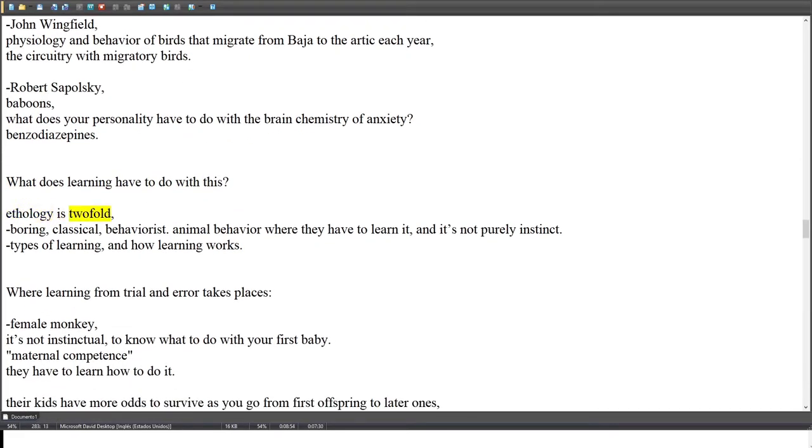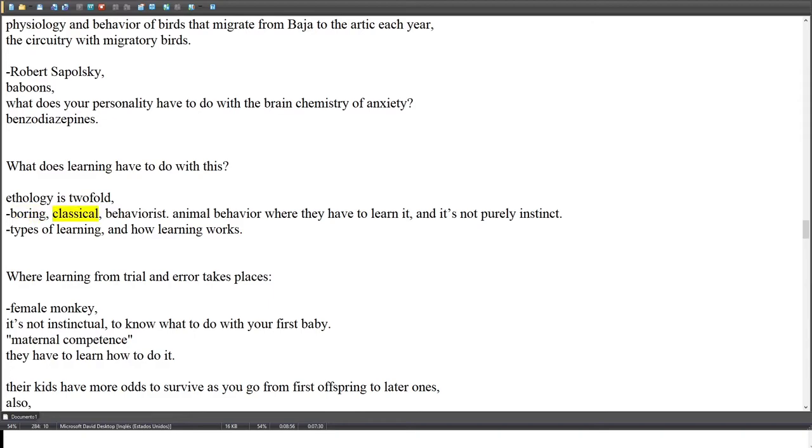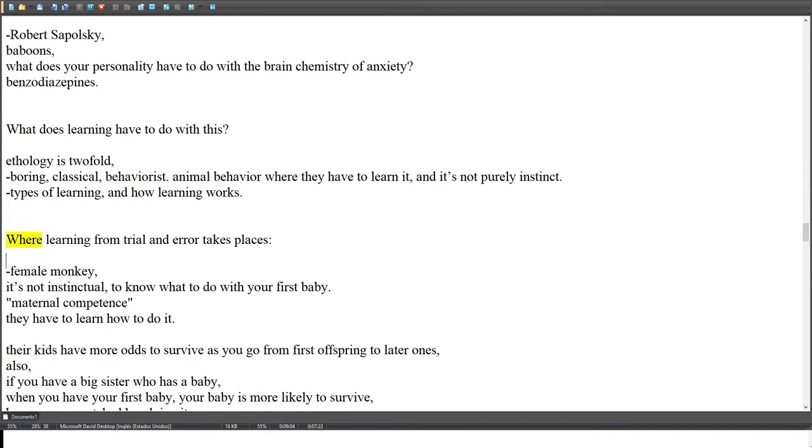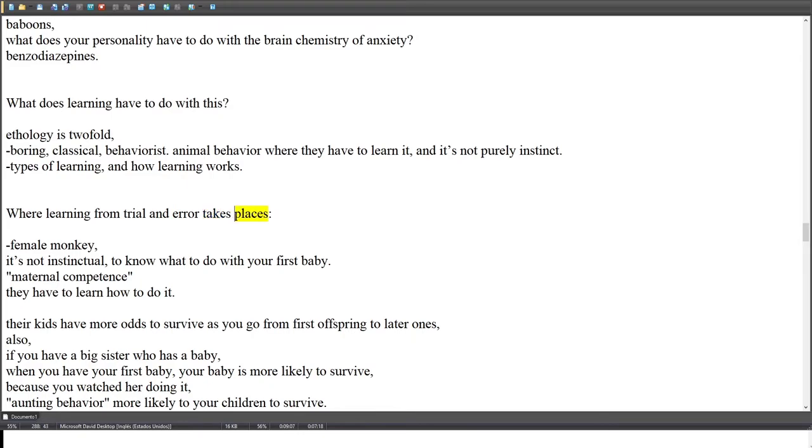Ethology is twofold. Boring, classical, behaviorist. Animal behavior where they have to learn it, and it's not purely instinct. Types of learning, and how learning works. Where learning from trial and error takes place.